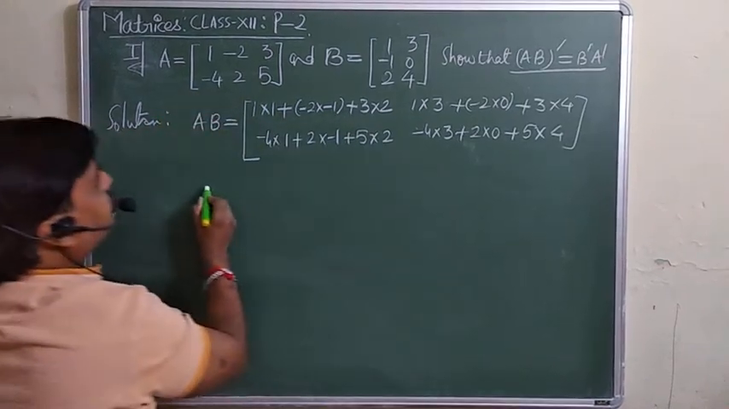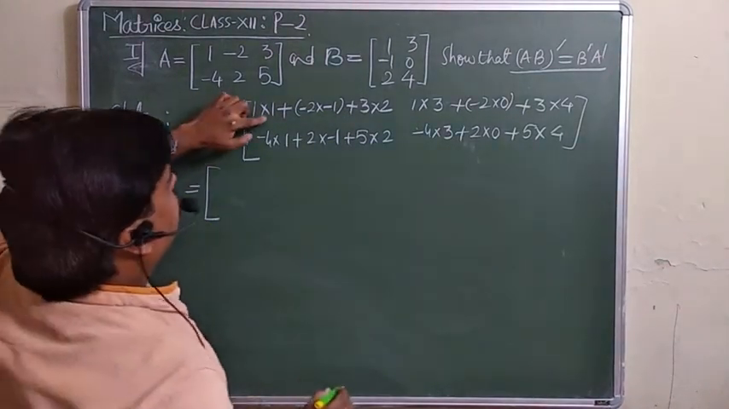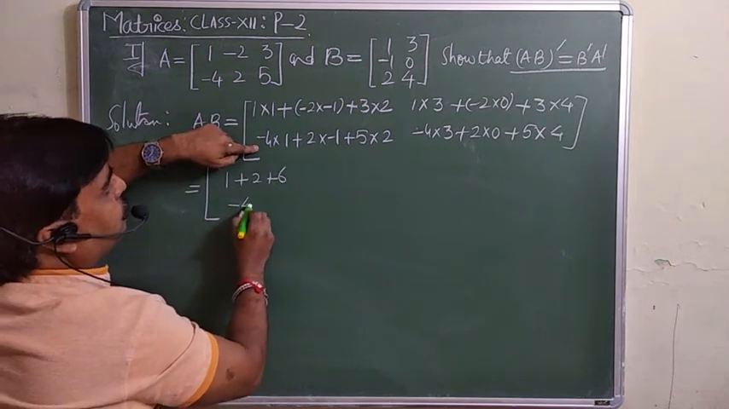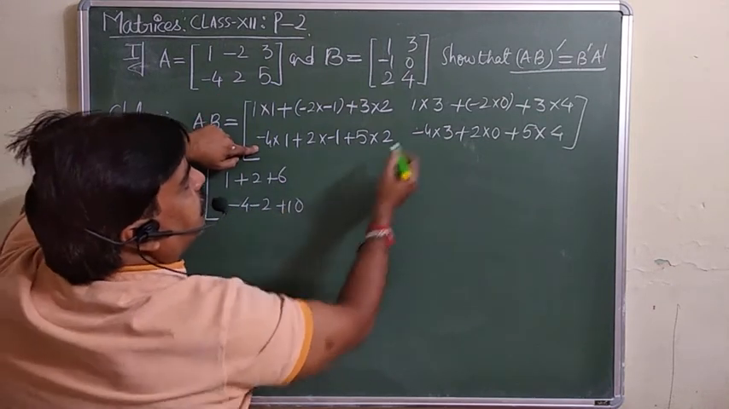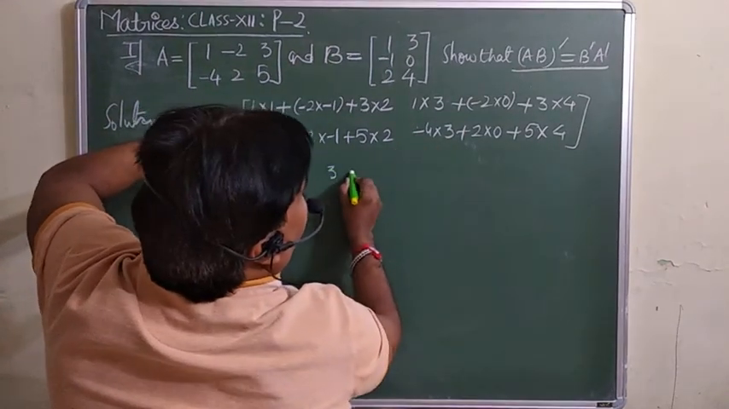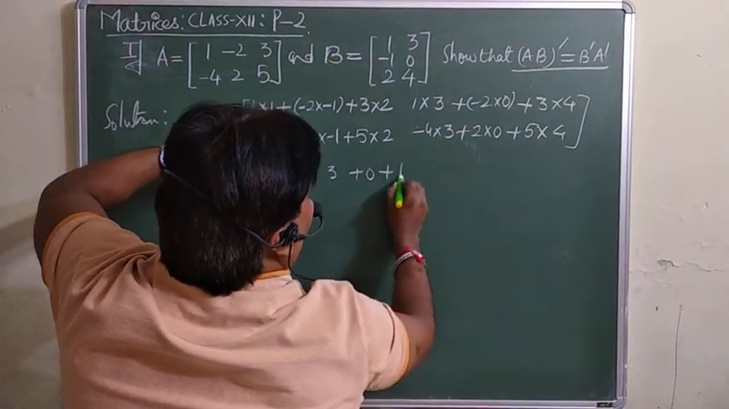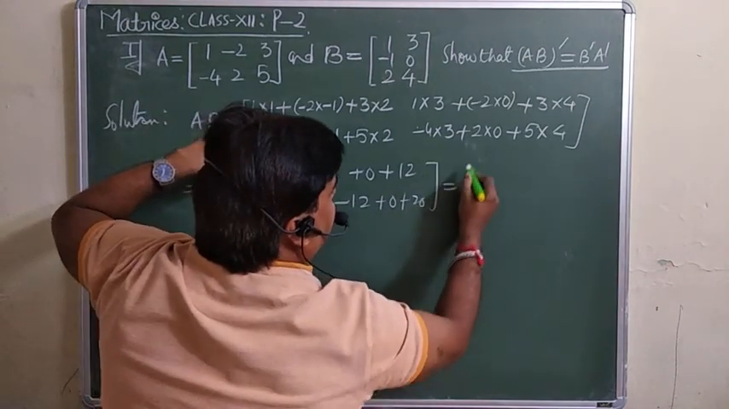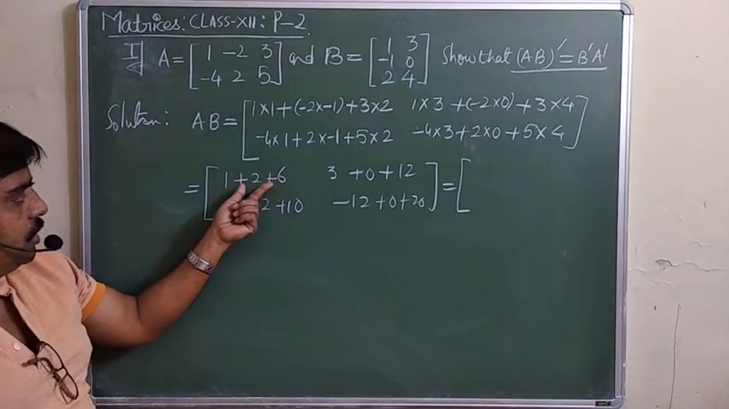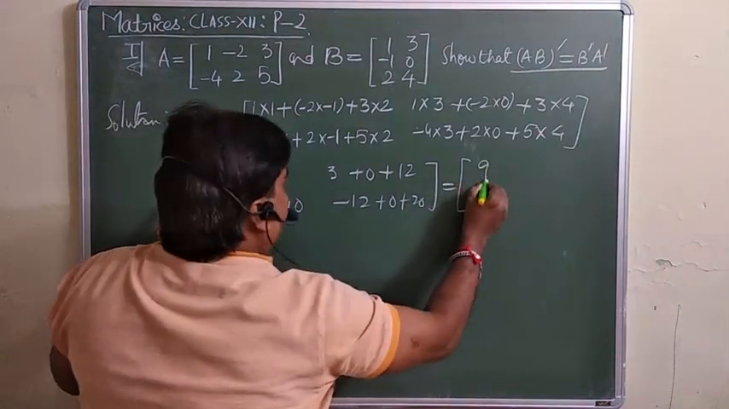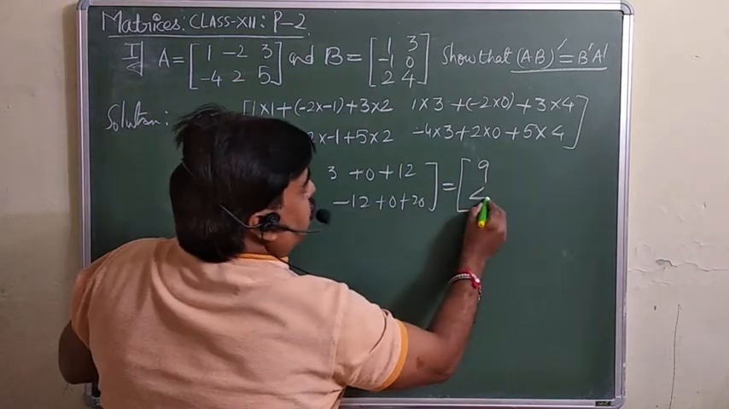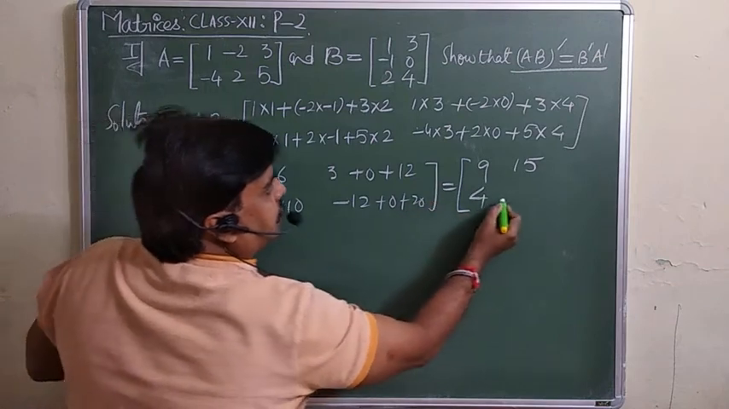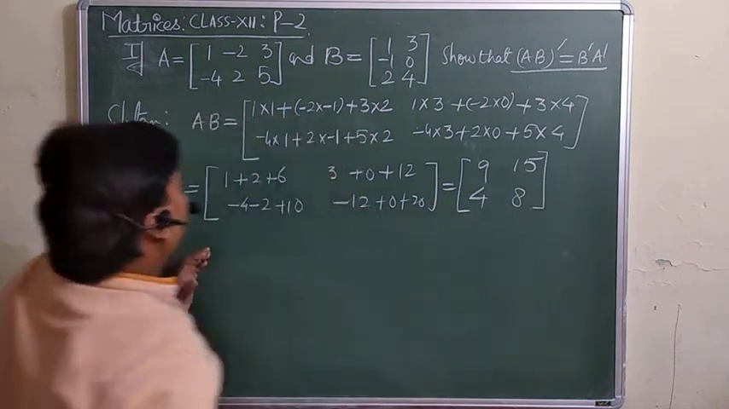So here you will get AB: this is 1 plus 2 plus 6, this is -4 minus 2 plus 10. Here you will get 3 plus 0 plus 12, -12 plus 0 plus 20. So this is equal to 9, -6, so this is plus 4, this is 15 and this is 8. So this is your A into B.